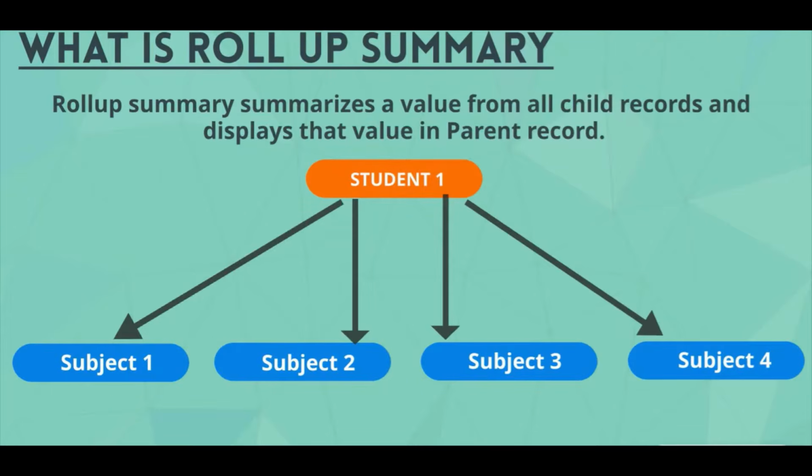So if you see here, we have two different objects. One is the student object, the second one is the subject object. Student is a parent and subject is a child. So for one student record, we can have multiple subject records: subject 1, subject 2, subject 3 and subject 4.